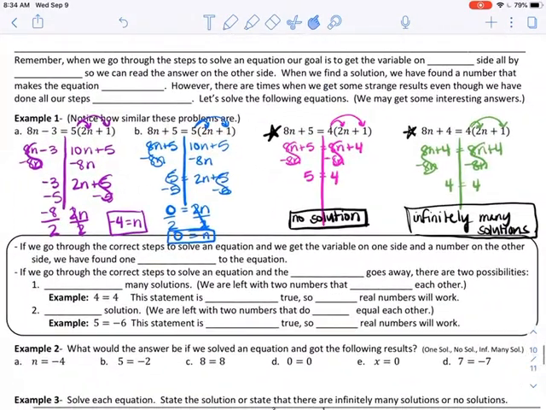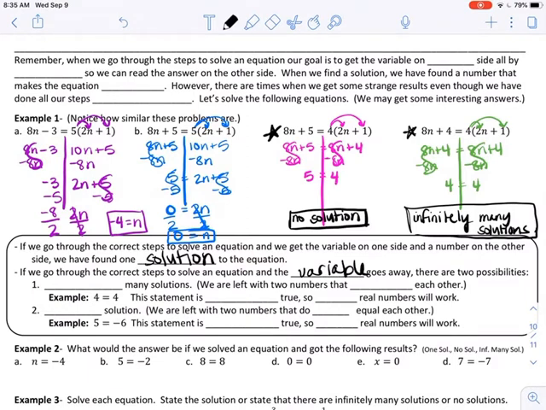Okay, let's summarize what we learned. If we go through the correct steps to solve an equation and we get a variable on one side and a number on one side, we have found the one solution to the equation. And we did that in A and B. If we go through the correct steps to solve an equation and the variable goes away, there are two possibilities. The first is infinitely many, and this is actually the second one that we did. And that's when you have two numbers that equal each other, like 4 equals 4. This statement is always true, so all numbers work. So the way that we say all numbers work is we say infinitely many solutions.